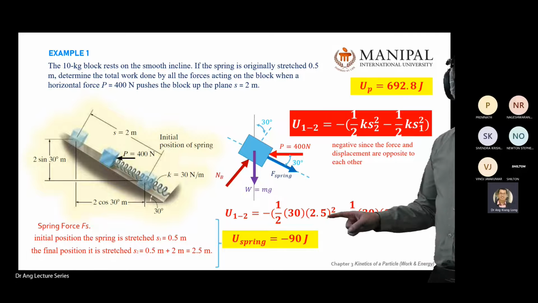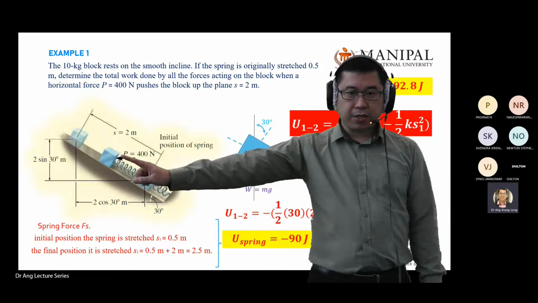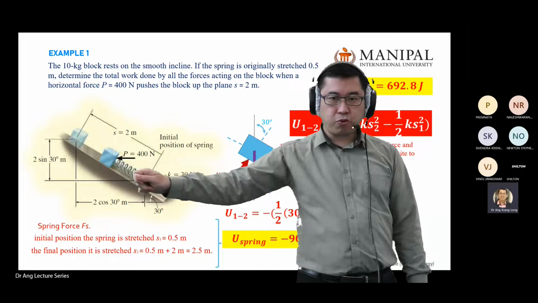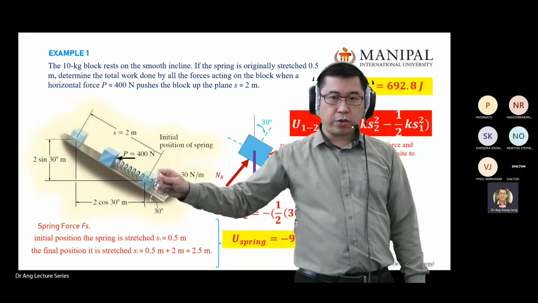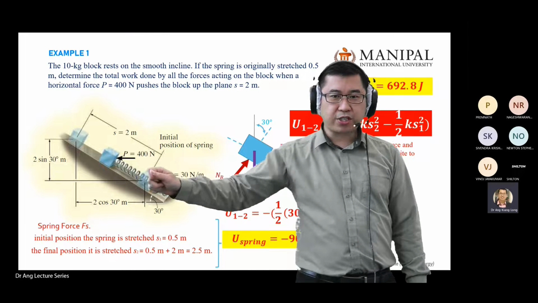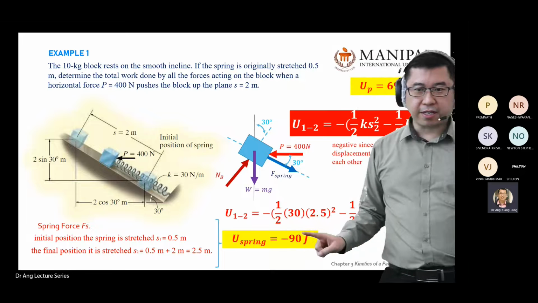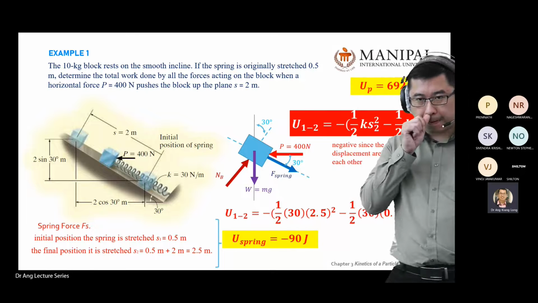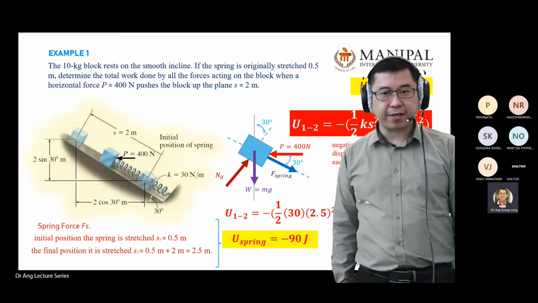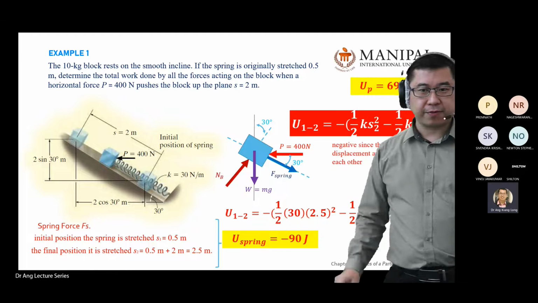And we can see why it's negative, because the initial position is here, so you pull back. When you charge up the energy for the spring, you will get a negative sign. That is how I memorize it. When you charge up the spring, you get a negative.